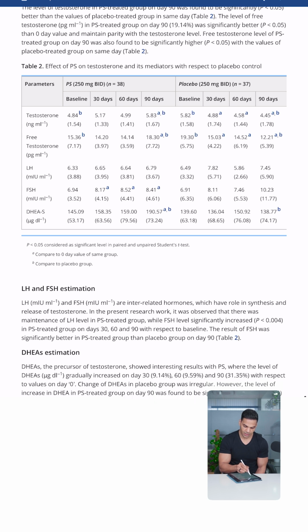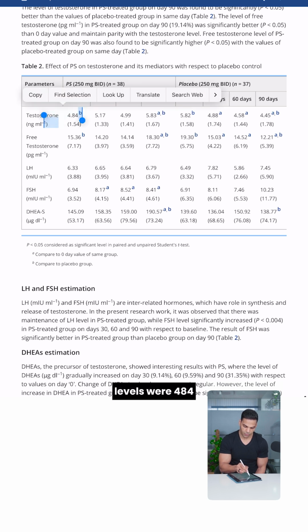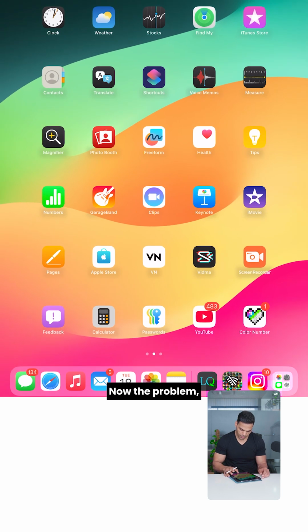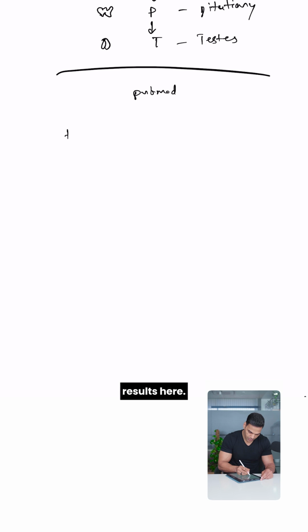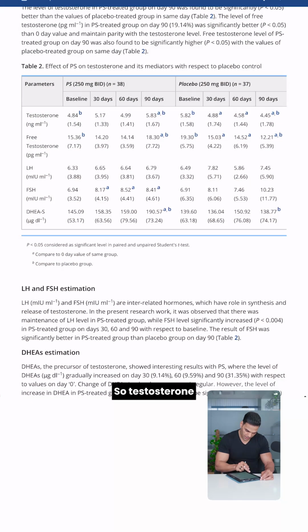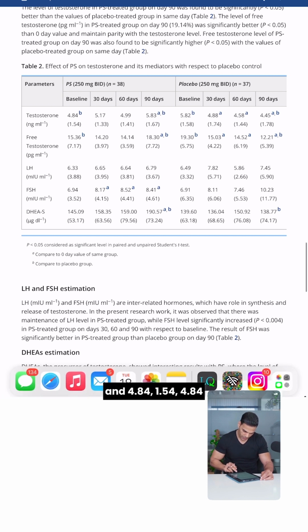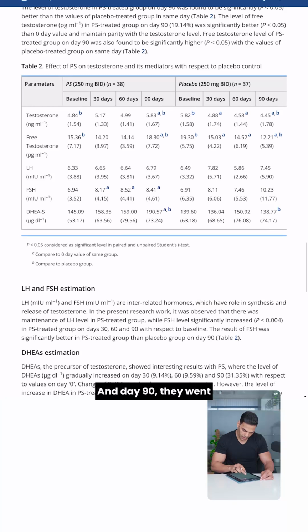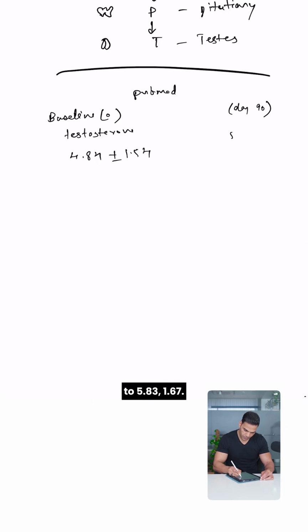So at baseline, the testosterone levels were 4.84 plus minus 1.54, which is your standard deviation. Now the problem, and I'm going to write these results here. This is baseline, day 0, and this is day 90. Testosterone levels are 4.84 plus minus 1.54, and on day 90 they went to 5.83, 1.67.